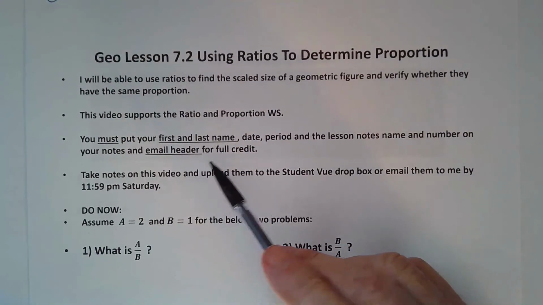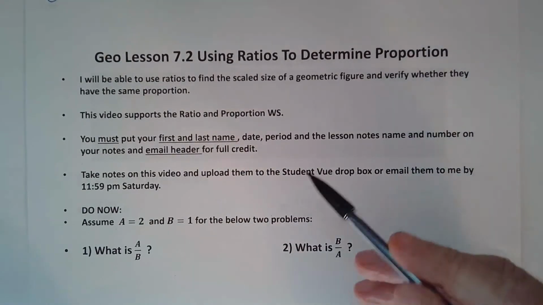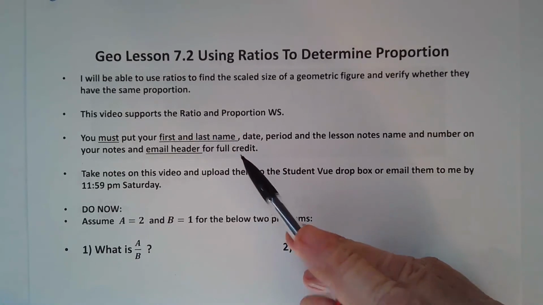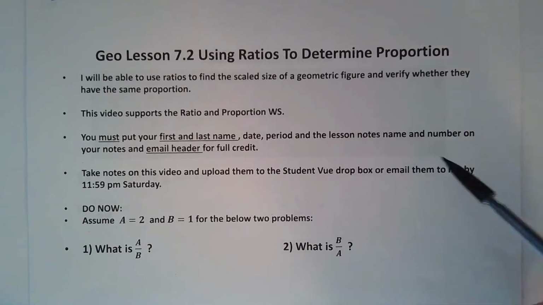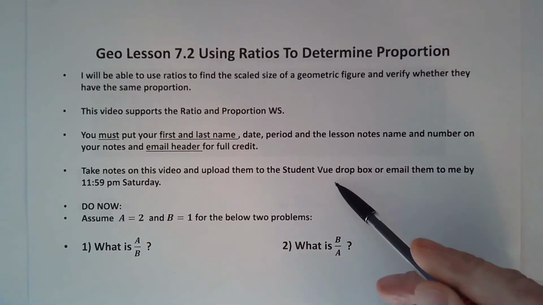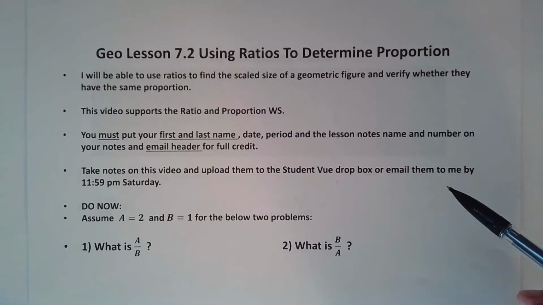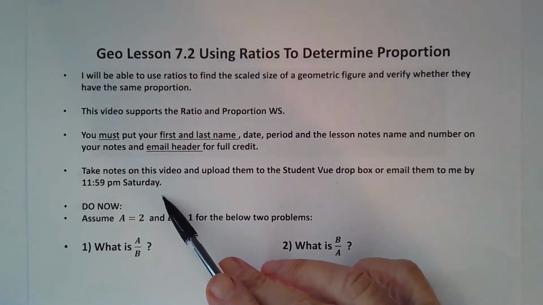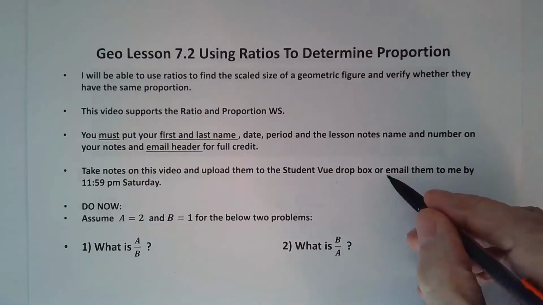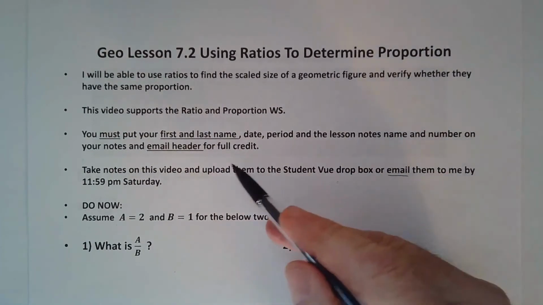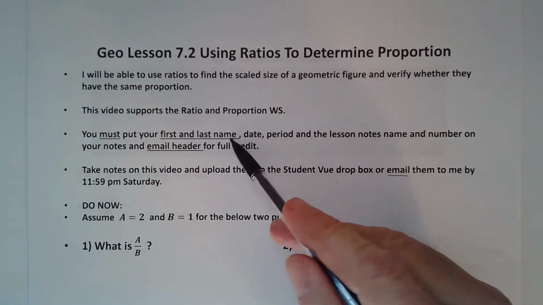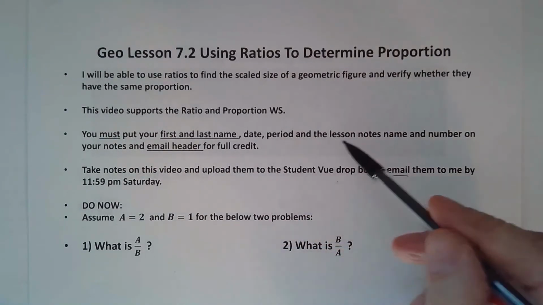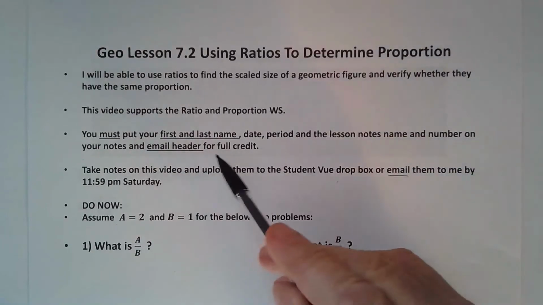And you must, as you know, take notes. On those notes, I want you to very neatly print your first and last name, the date, period, and the lesson notes name and number. And then you're going to upload it to me using the Student View Dropbox by 11:59 p.m. Saturday, or you may email me if you wish. But if you email me, then make sure that you also include your first and last name, date, period, and lesson notes name and number in the email header.